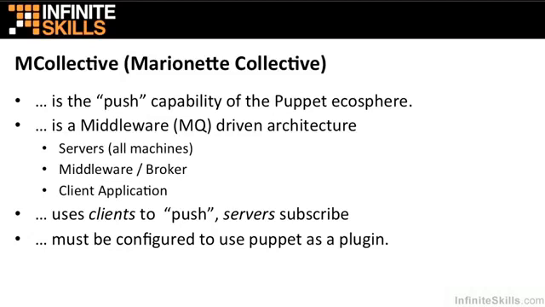MCollective must also be configured with plugins. By default, MCollective can perform only a few simple commands, basically seeing the status of an infrastructure. Actions have to be configured using plugins. So when installing MCollective, you'll want to also install the MCollective Puppet plugin. You may also want to install the MCollective Service plugin, which will give you control over the services on the individual machines. So for example, you could do a web server restart across your entire infrastructure with the MCollective Service plugin.